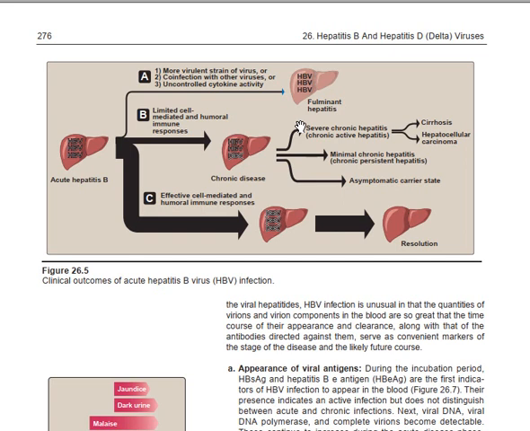Now, in order for you to know whether it is an active hepatitis or an inactive hepatitis, you have to see the levels of the transaminases. If the transaminases, that is ASAT, aspartate aminotransferase, and alanine aminotransferase, are high, it means that it's active hepatitis. But if they are low, it means that it is an inactive hepatitis. So in this case, you can have chronic persistent hepatitis, or you can also have asymptomatic carrier state. Now, if you have an effective cell mediated immune response, you're going to have resolution.